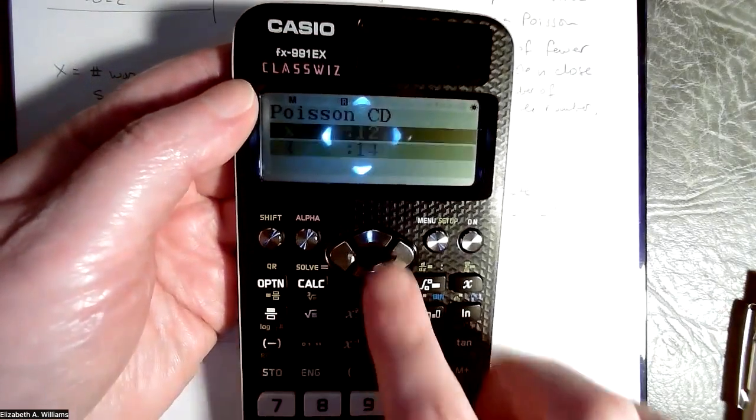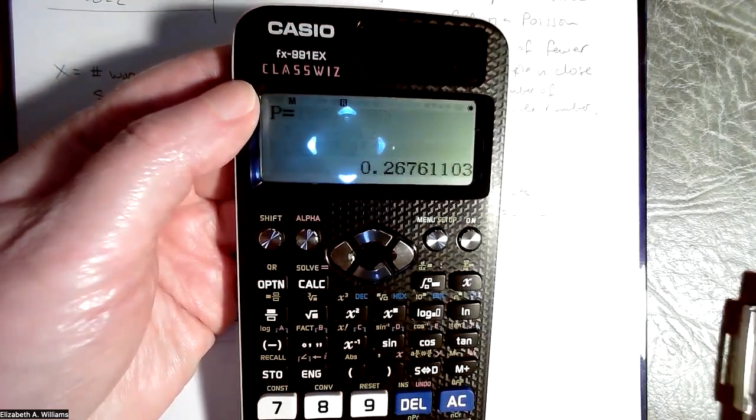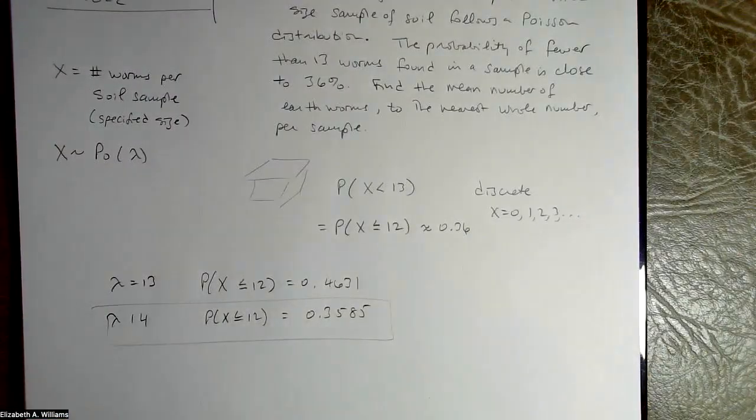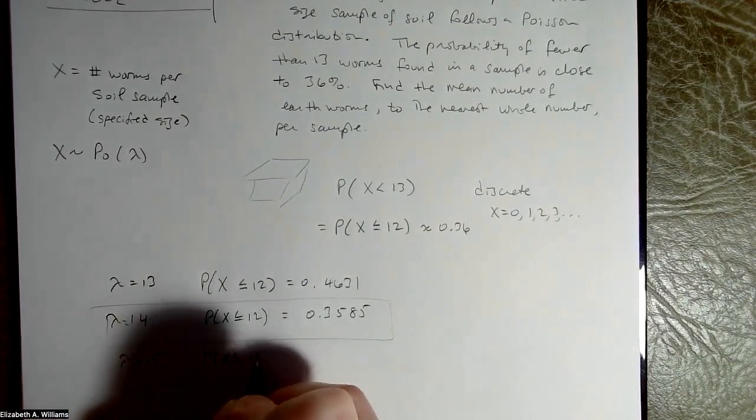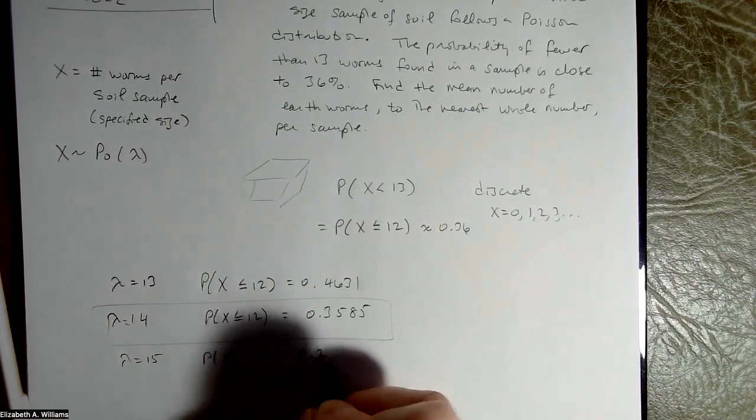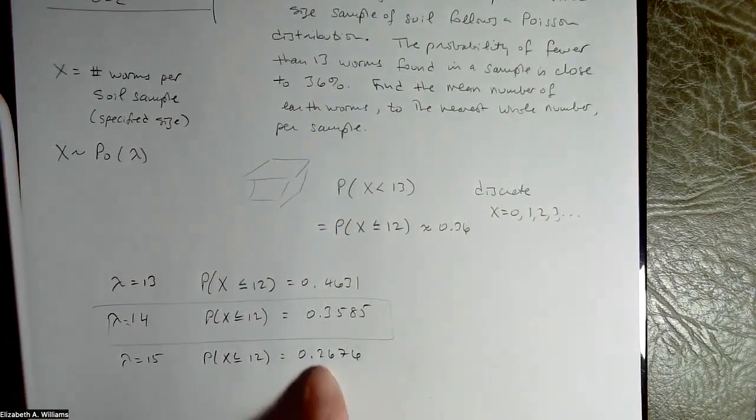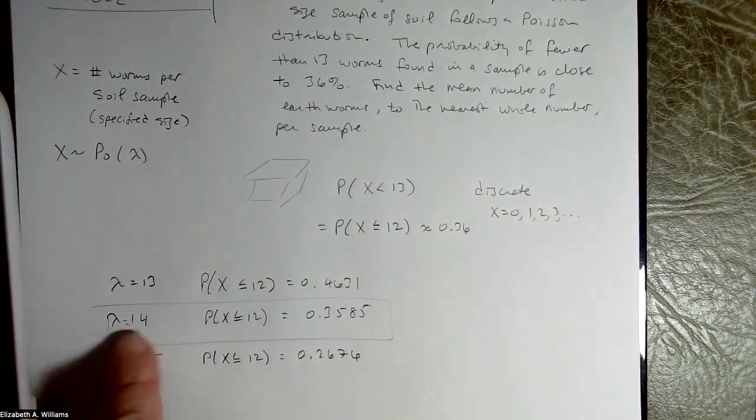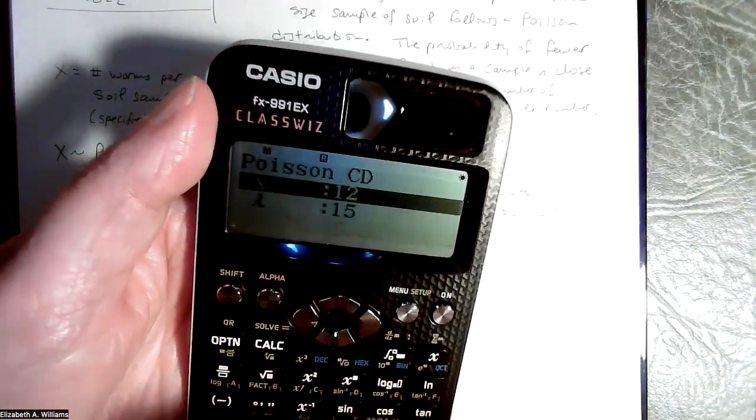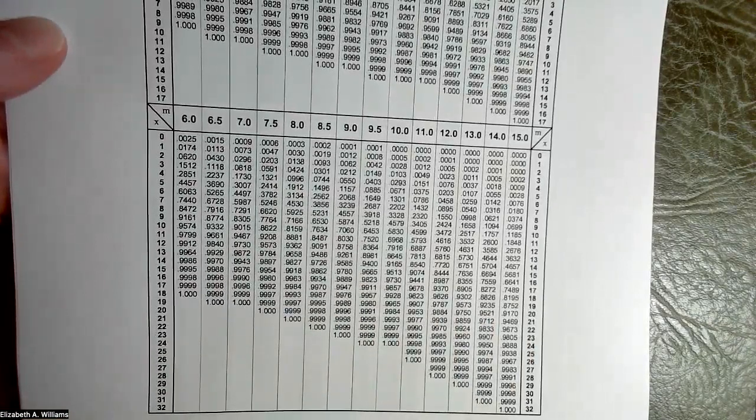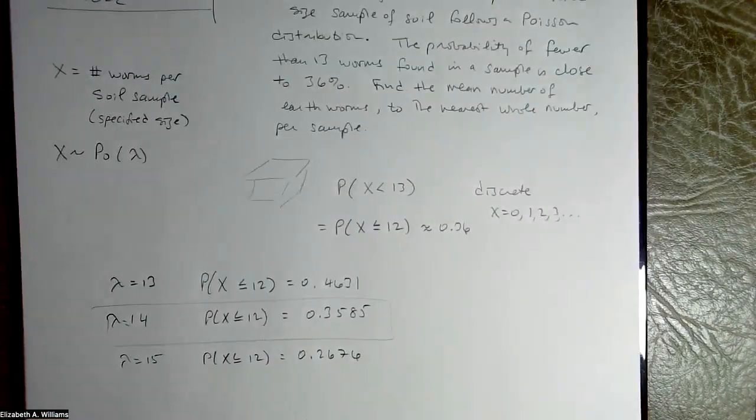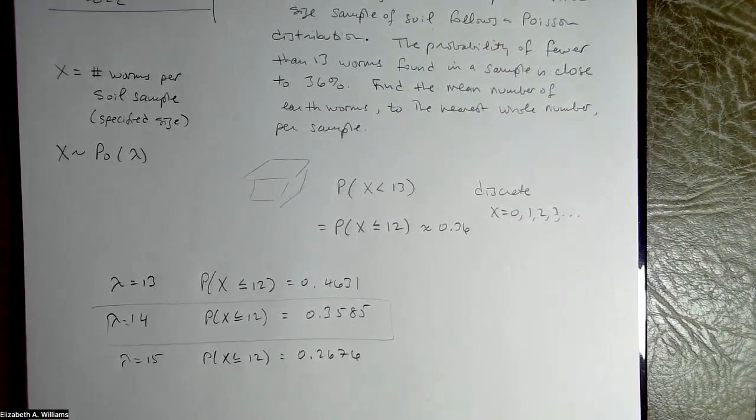If we had just checked with 15, again from the tables, we would have found that when lambda is 15, your probability of getting 12 or fewer hits is 0.2676. That's way too low, nowhere near 36. 14 is what we want. So that's how you would do it on the calculator, trial and error one by one. But why do that when you've got the printout right here that'll show you? So there you go, there's your earthworms.